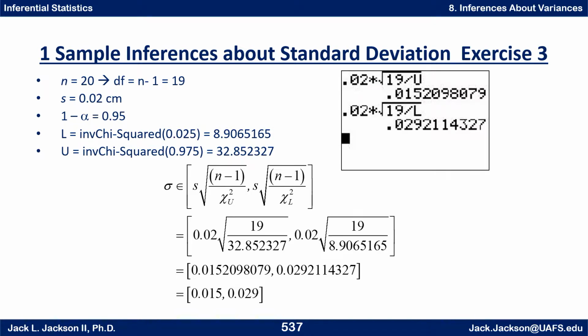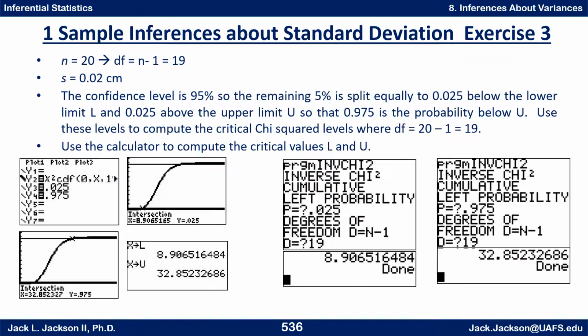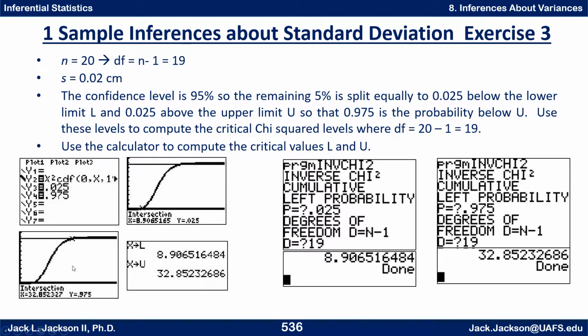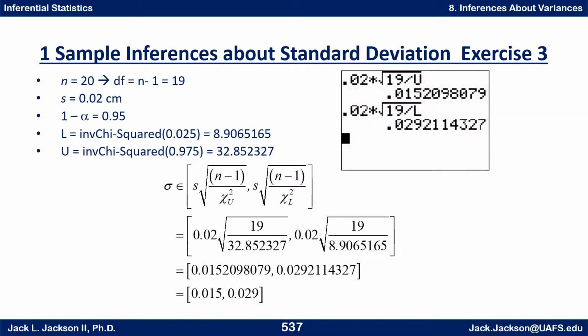Okay, and that one is the U there, the 32.8 something, which remember is what we got on this previous slide right here. And anyway, that turns out to be about 0.015. And then do the same thing, but replace this by L instead of U, where L is our 8.9, which we got from our inverse chi-square program over here. And that gives us our lower and upper when I round them off a little bit here.